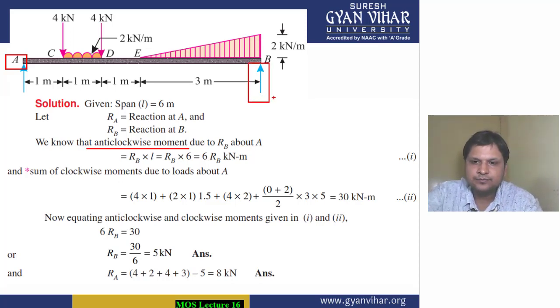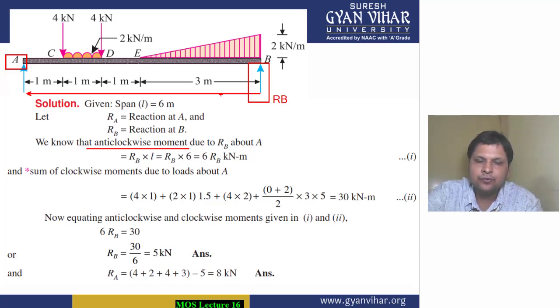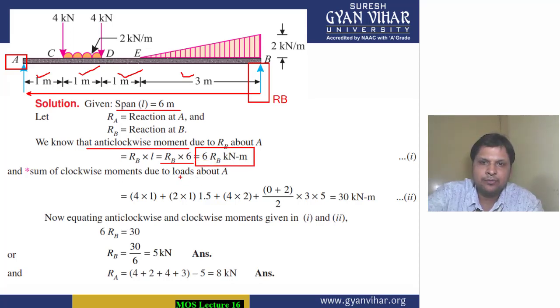This is the reaction force at B. This will cause the anti-clockwise moment, and its distance from point A is how much? If you add up every length, you will find it is equal to 6, and in the numerical also it is written that the span of the beam is 6 meter. Span means the total length of the beam from A to B. It is equal to 6 meter, which is given. So the anti-clockwise moment due to this reaction force RB will be equal to RB into 6. That is 6 RB will be the anti-clockwise moment.